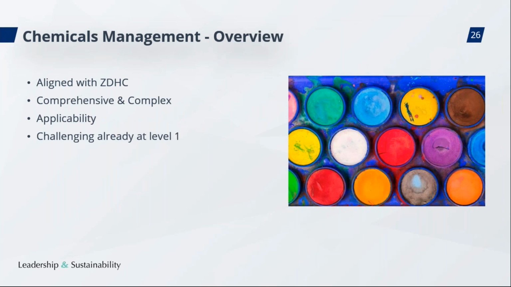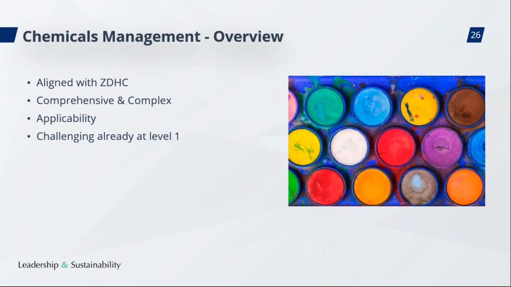The chemical section has been aligned with the ZDHC, the Zero Discharge of Hazardous Chemicals program. It's very comprehensive. It has in total 23 questions, and it's also very complex. There are applicability questions, which means that, for example, garment factories that don't use a lot of chemicals will have much fewer questions to respond to than, for example, dye houses.